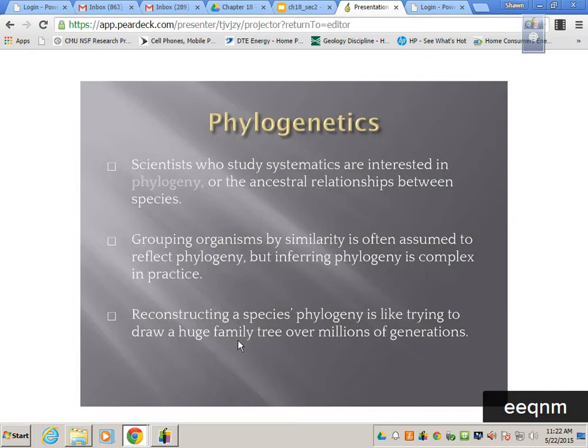Let's take the road. We've got to veer back on the highway. So scientists who study systematics are interested in phylogeny, or ancestral relationships between species. How are these things ancestrally related? Now, grouping organisms by similarity is often assumed to reflect phylogeny, but inferring phylogeny is extremely complex in practice. You can't just look at things and be like, oh, all those things that have wings are related. That doesn't work. Reconstructing a species' phylogeny is very much like trying to draw a huge family tree over millions of generations. It gets really complicated really quick.